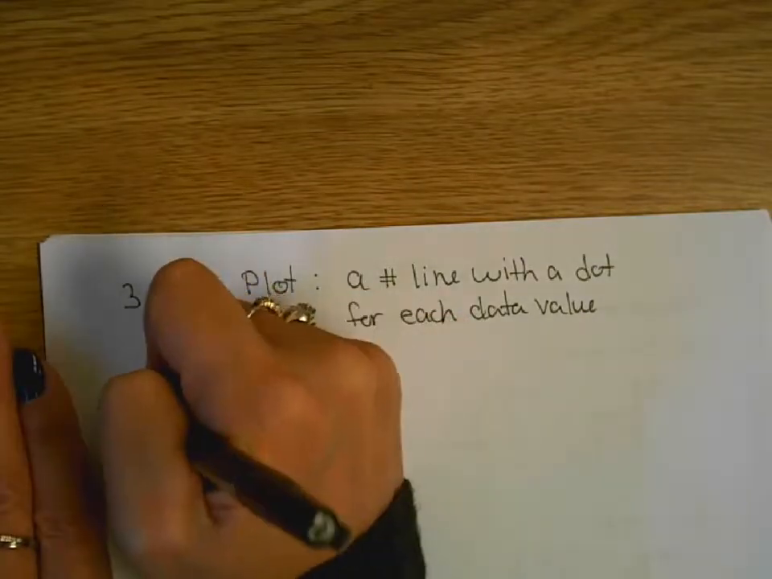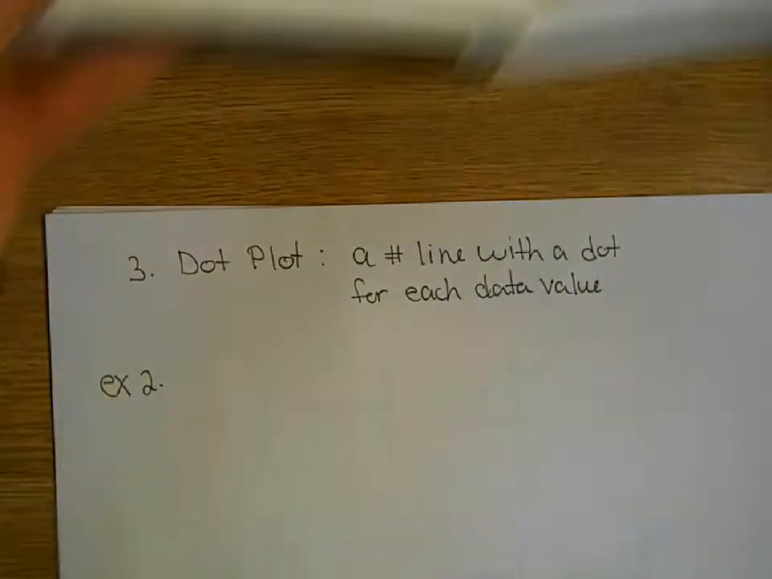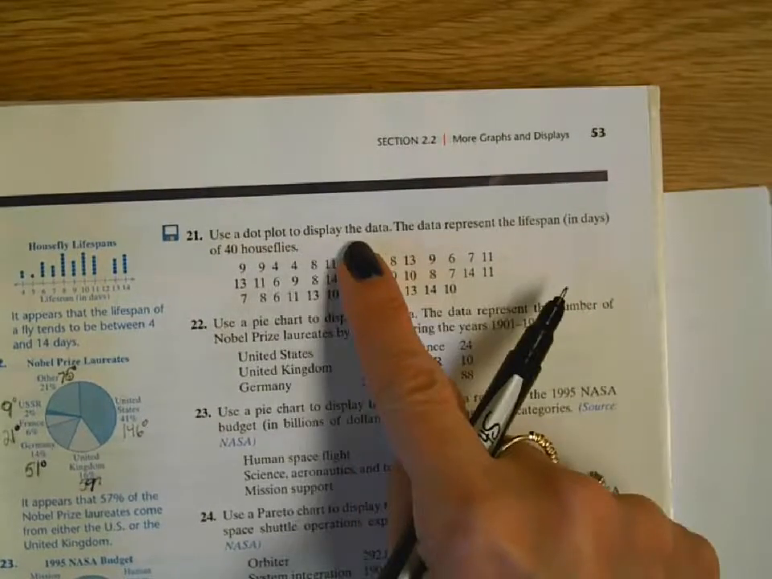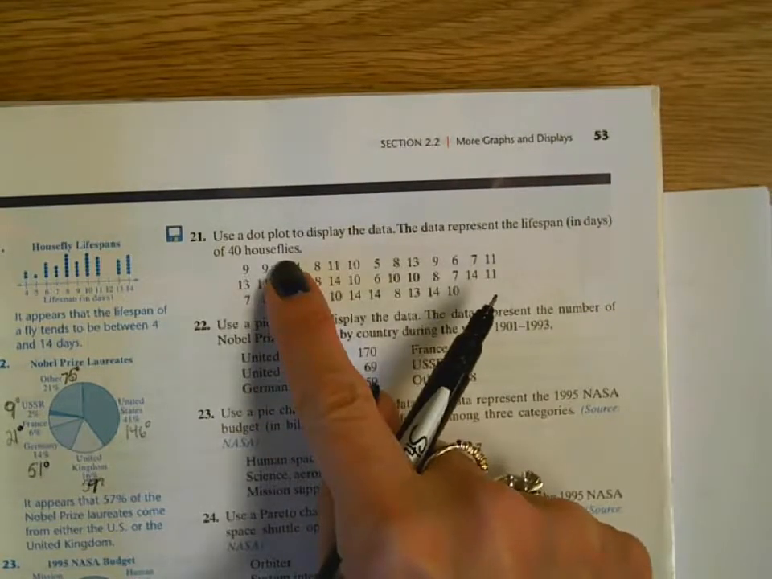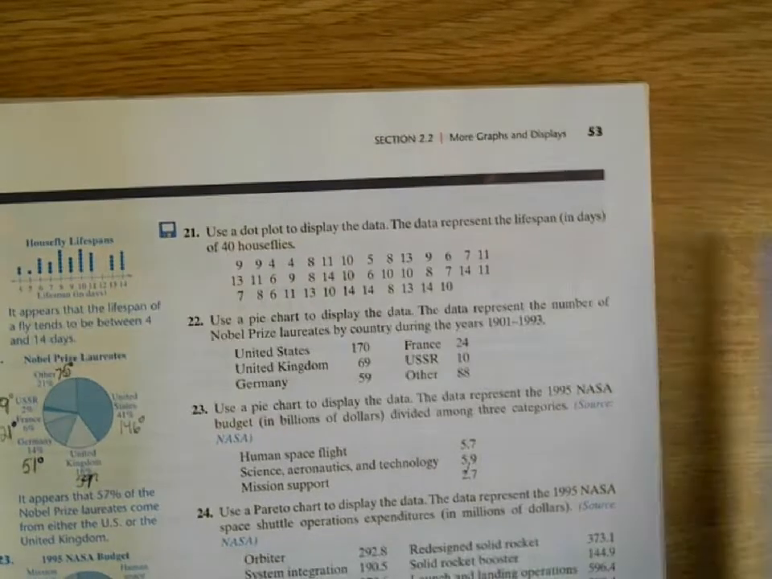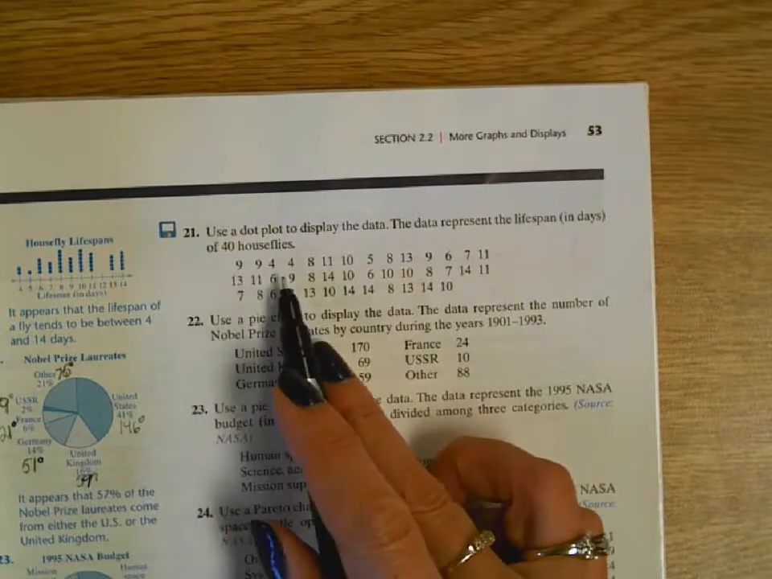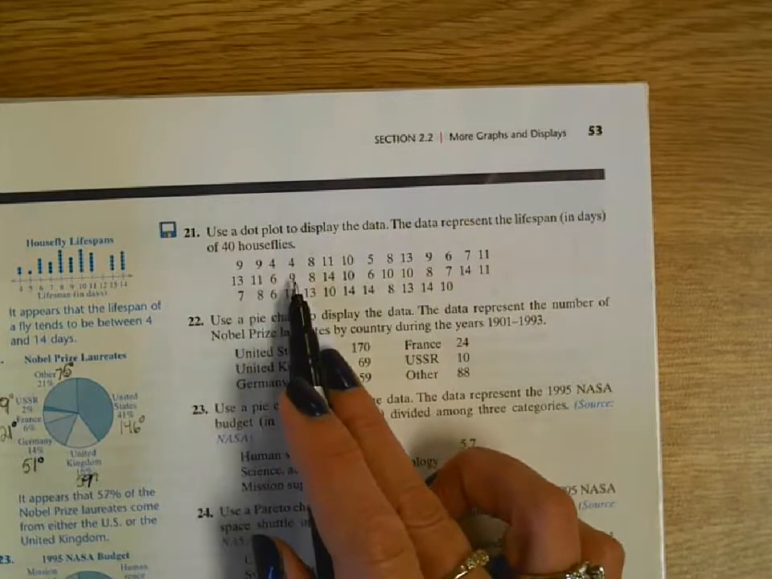So our example here, we'll take one out of the book to switch it up. We're going to go to number 21. Okay, so use a dot plot to display the data. The data represents the lifespan in days of 40 houseflies. Nice. Who's going to be in charge of that study? So, looking through there, I'm not going to take the time to put these in the calculator and put them in a list because it's going to be easy enough to do without that. But I do need my highest and lowest.